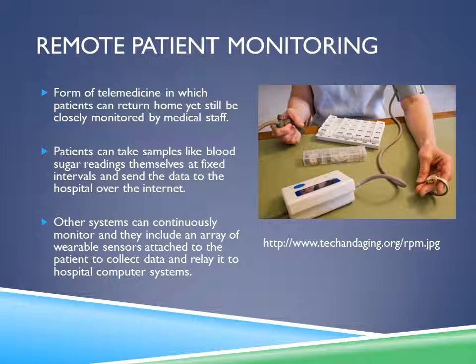Other systems can continuously monitor patients for more serious conditions, and they include an array of wearable sensors attached to the patient to collect data and relay it to hospital computer systems. Examples include sensors embedded into clothes, into buildings, and then after all this, the data is uploaded to the hospital after the devices collect the data. And they're very useful because if a patient's symptoms occur infrequently, they don't have to take time out of their day to do it. They can just live their lives normally.